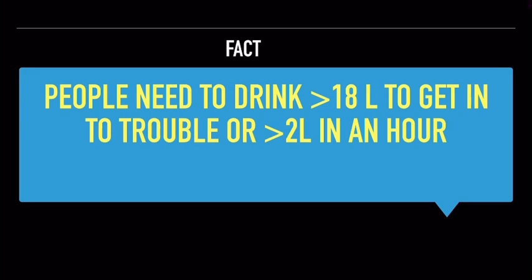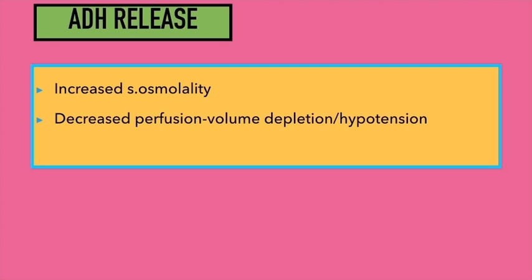So coming to some basics regarding ADH release. There are two physiological stimuli for ADH release. One is increased serum osmolality. Second is decreased perfusion. So decreased perfusion can be due to volume depletion or due to hypotension. All other stimuli are actually non-physiological. So this non-physiological release of ADH will cause euvolemic hyponatremia. So there are physiologic stimuli and non-physiologic stimuli like drugs, pain, anxiety, nausea, CNS disorders, pulmonary disorders like that. So these disorders all lead to euvolemic hyponatremia.